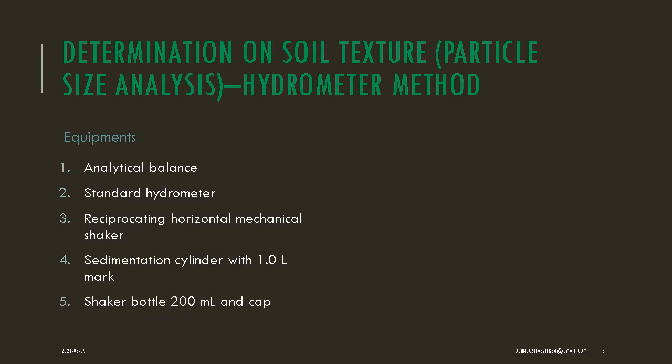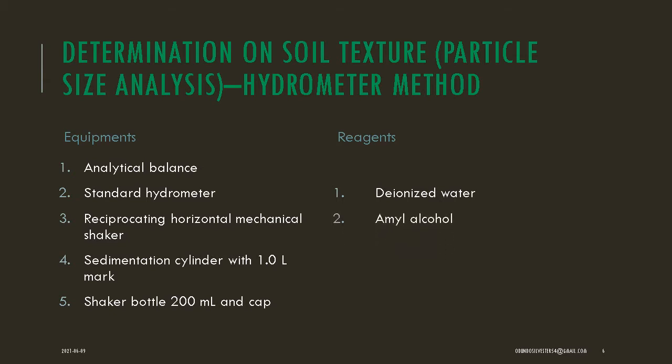And lastly, we have the shaker bottle that has a cap. I prefer using a conical flask because you can shake very well without it spilling out. We also need reagents. Some of the reagents that are needed are: one, deionized water. Make sure that the water is deionized, it has no ions, so that it doesn't cause any reaction when it mixes with soil. Remember, soil has minerals and it may end up causing some reactions to occur.